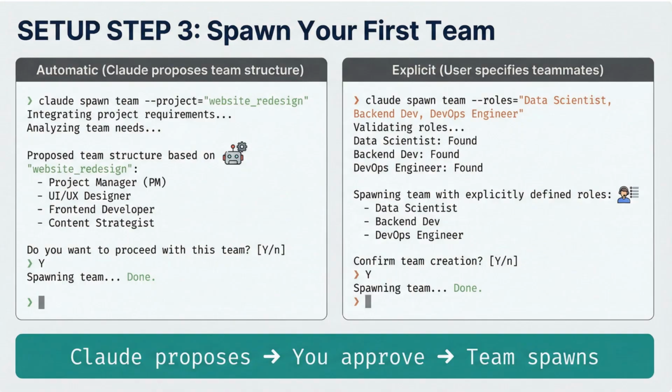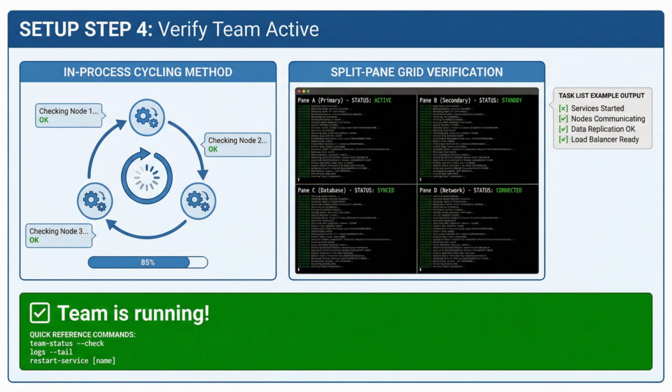Your first team spawn is simple. Just ask Claude to create an agent team for a task. Claude analyzes the work, proposes a structure, and asks for approval. You can also specify explicit control by requesting specific teammates and roles. Once running, you'll see the lead in your main session and teammates in separate sessions or panes. The lead coordinates, teammates work. A shared task list shows all work items, and the mailbox enables inter-agent messaging.